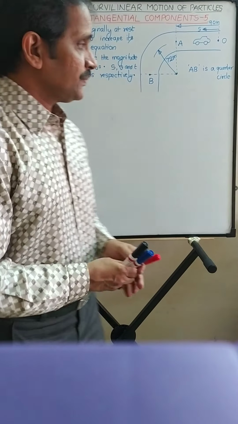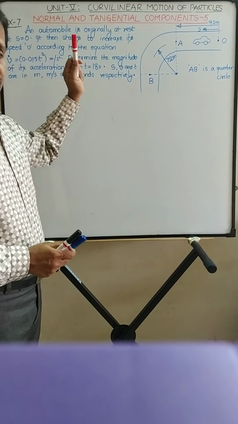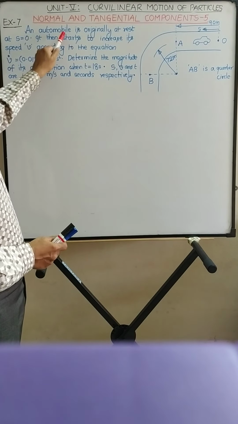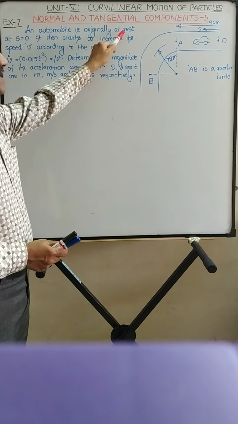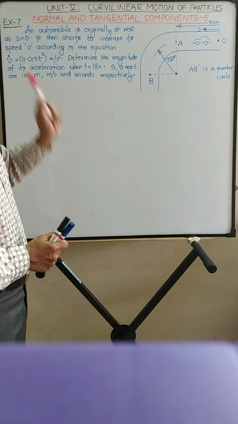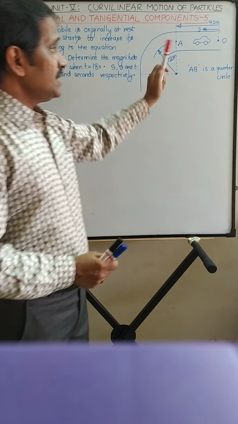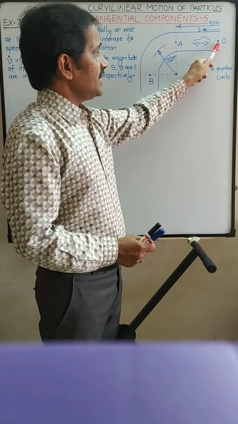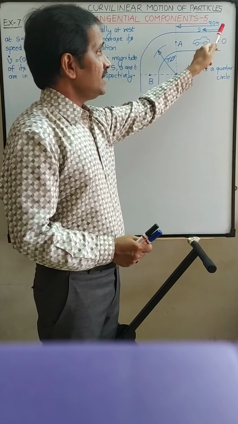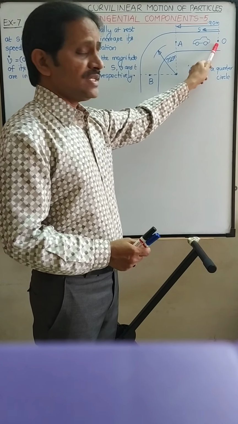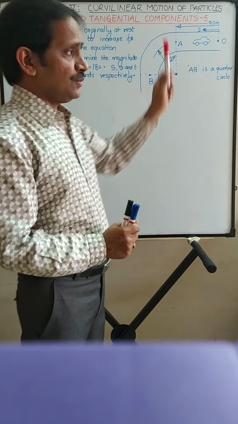Read the statement. An automobile is originally at rest at s is equal to 0. See in the figure, the automobile is starting from point O. So when s is equal to 0, the speed of the automobile is 0.